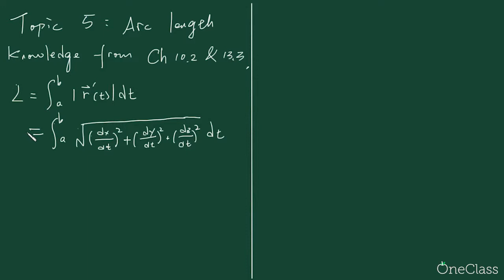In three-dimensional space, we can write the formula as the integral from a to b of the square root of (dx/dt) squared plus (dy/dt) squared plus (dz/dt) squared, then dt. So this topic is relatively easy. Let's take a look at several questions.